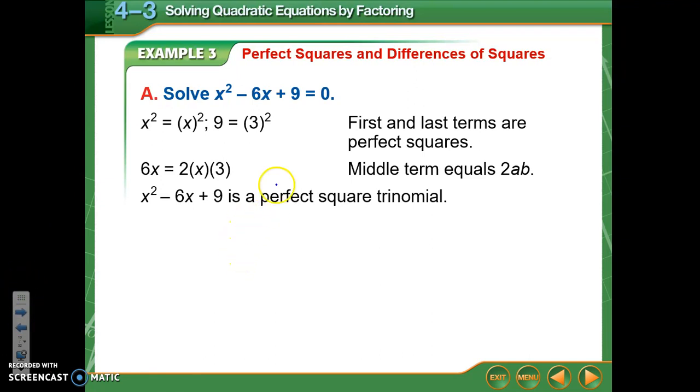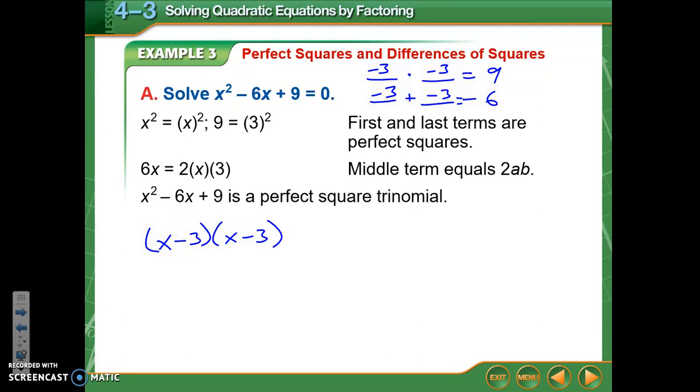If you don't remember how to do that, then we would factor this like we did the quadratic trinomials in yesterday's video. So we would be looking for two numbers that multiply to positive 9 but add up to negative 6. In this case, those numbers are negative 3 and negative 3. So negative 3 times negative 3 is positive 9, and negative 3 plus negative 3 is negative 6. So what we're going to do is rewrite this trinomial as x minus 3 times x minus 3 equals 0.